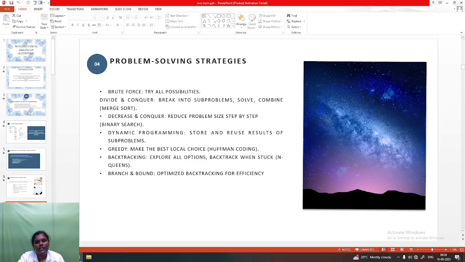Next, problem solving strategies. Brute force: try all possibilities. Divide and conquer: break into subproblems, solve the components. Decrease and conquer: reduce the problem size step by step. Dynamic programming: store and reuse the results of subproblems. Greedy: make the best local choice, like Huffman coding. Improve gradually and optimize, for example buy and sell when the stock price increases.